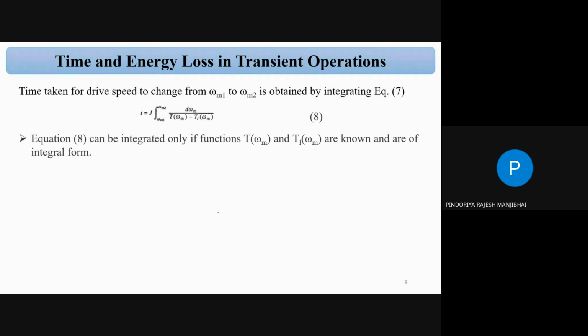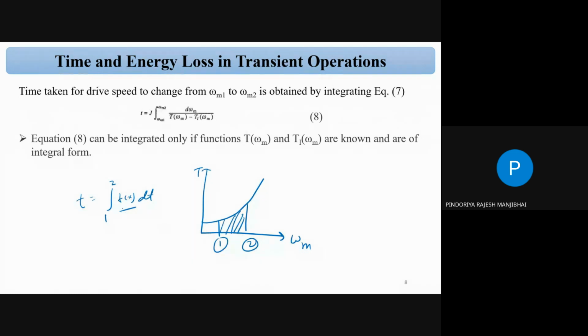Whatever area you want to cover, suppose this is your graph. Suppose you want to calculate this area from 1 to 2. Then we can say this is omega m and this is torque. Then we have to calculate the energy from area 1 to area 2. So we can say T equal to integral from 1 to 2 of whatever the function is. Okay, so f of x is whatever the function is.